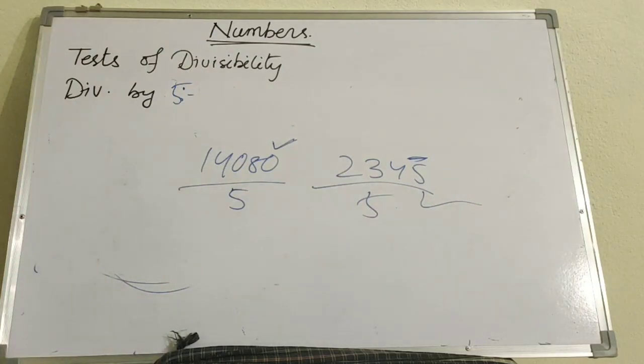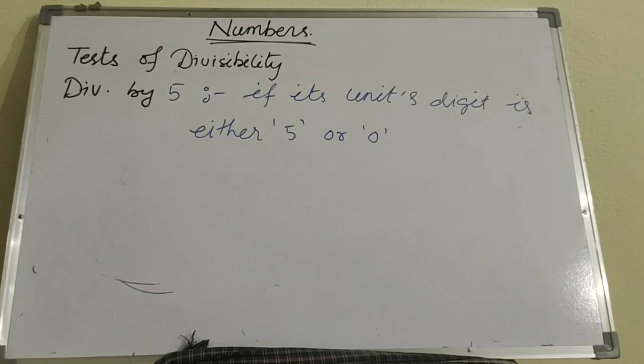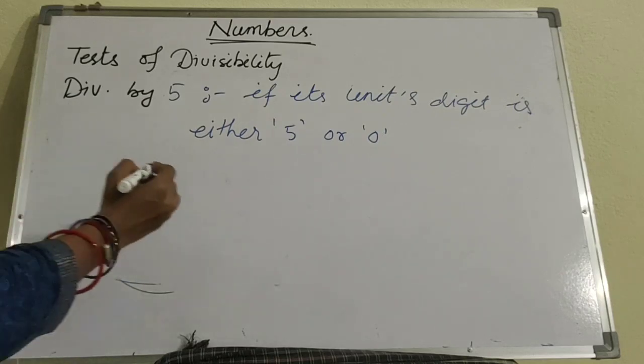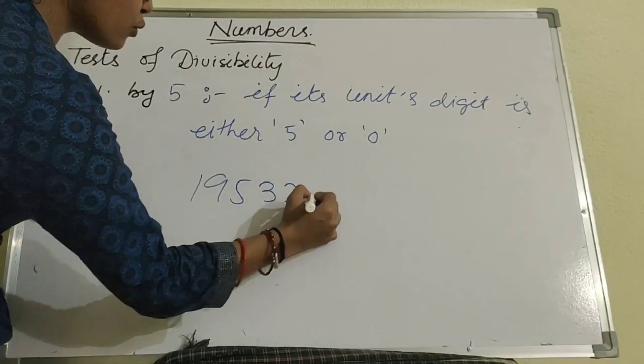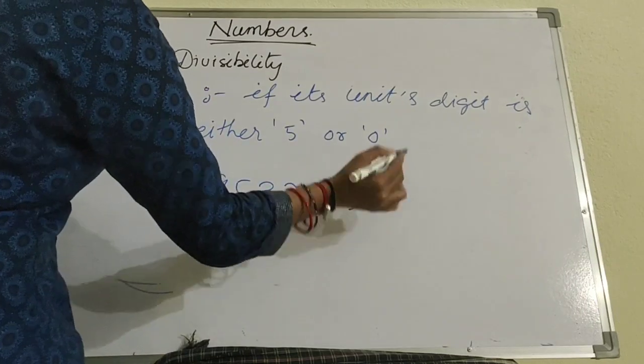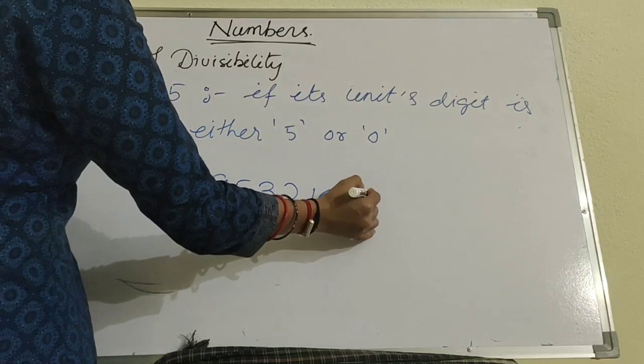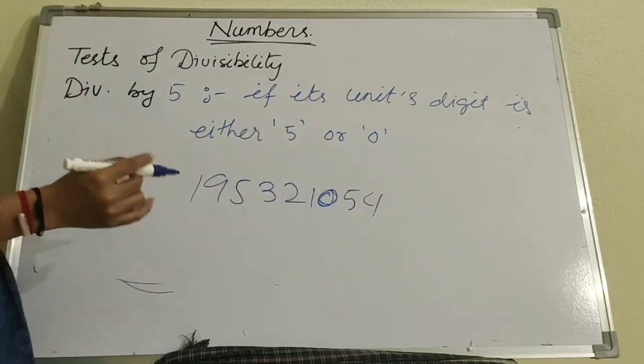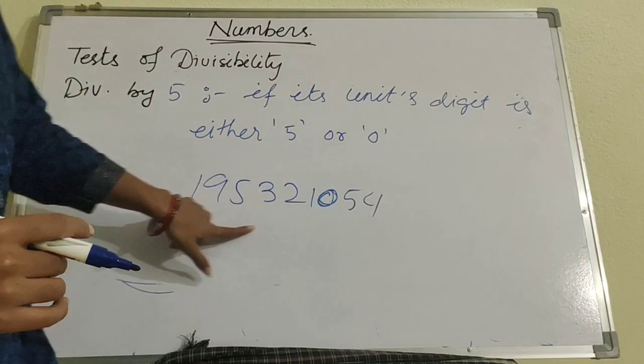So the rule for divisibility by 5 is a number is divisible by 5 if its units digit is either 0 or 5. If its units digit is either 5 or 0. 1953210. 0 means divisible by 5. 5 means divisible by 5. But suppose in unit place I am giving 4. That means this number is not divisible by 5.